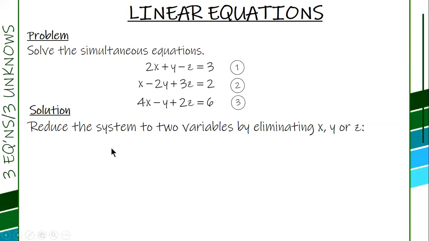Okay, I am choosing z. So let's eliminate z. Just combine two equations and eliminate z, like this one. Combine equations 1 and 2. I will eliminate z, so the result is an equation in x and y.